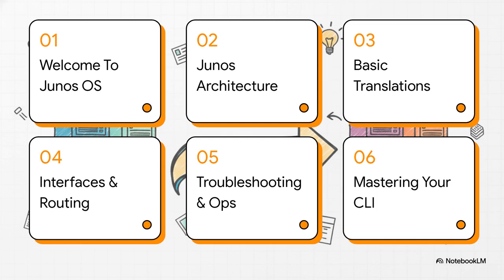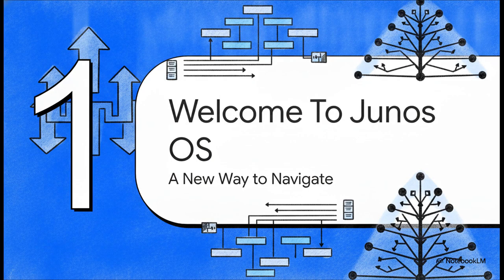Here is our roadmap for this explainer. We'll start with a welcome to Junos OS. Look at the architecture, dive into basic command translations, cover interfaces and routing mappings, touch on troubleshooting and operations, and wrap up with mastering your new CLI. Let's get to it. Okay, Section 1.